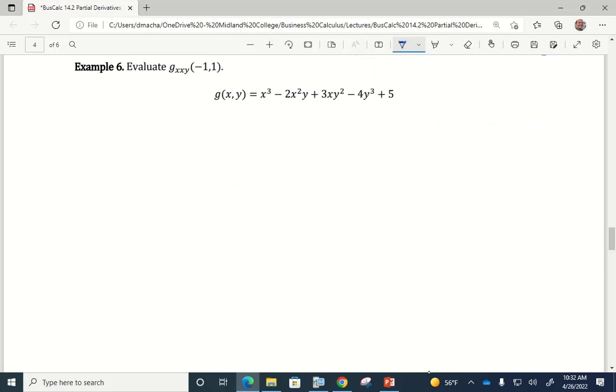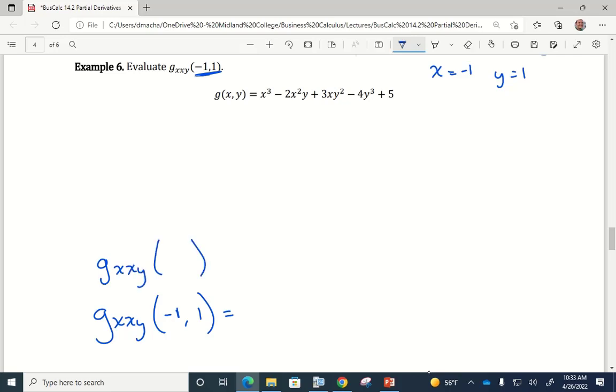Okay, so number 6 says evaluate g_xxy at negative 1, 1. So that means after I find what is g_xxy, I'm going to plug in x equals negative 1 and y equals positive 1. But in order to find g_xxy, I'm first going to have to compute a second derivative leading up to it. And so there's a bunch of different ways I could get there.